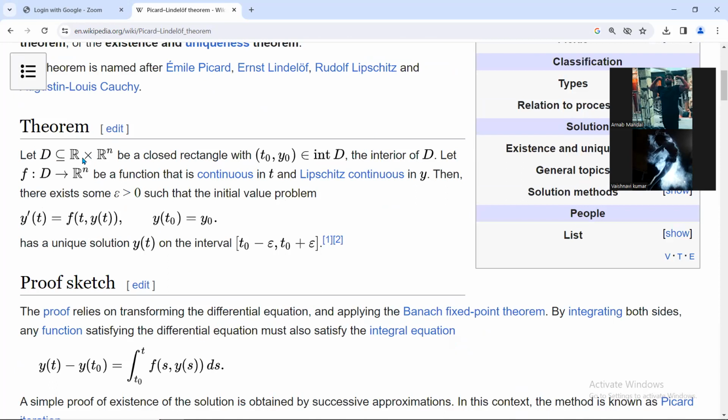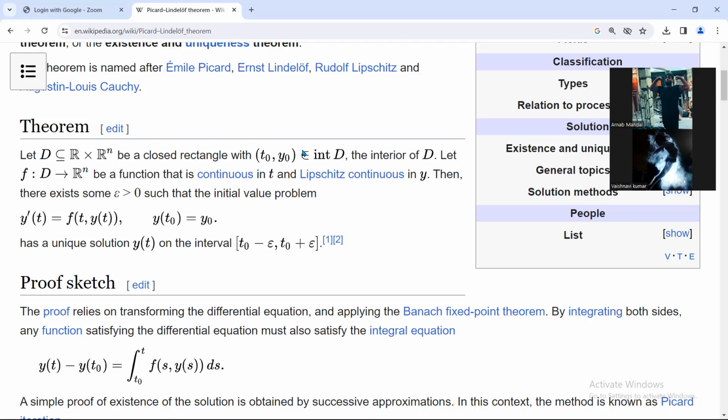So D is a closed rectangle. You can just imagine that D is in R2, just a closed rectangle. The reason it is Rn is fine, but you can just take n to be 1. In our situation, that suffices.